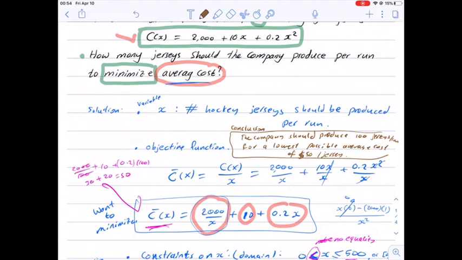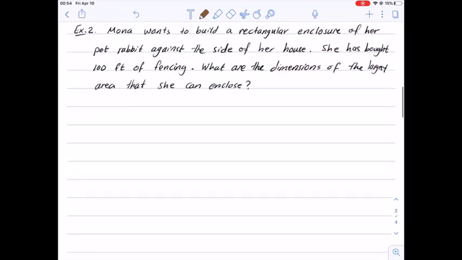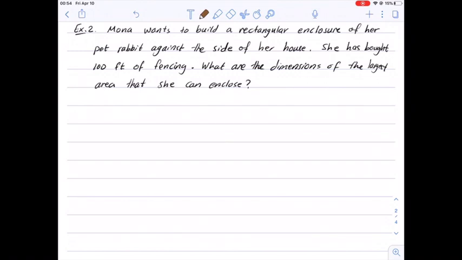Now let's take another example. The second example here is that Muna wants to build a rectangular enclosure for her pet rabbit against the side of her house. She has bought 100 feet of fencing. What are the dimensions of the largest area that she can enclose?